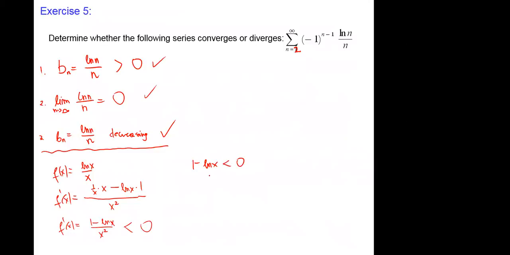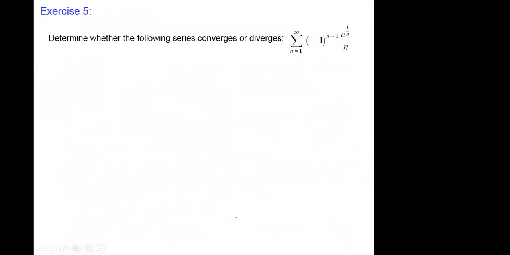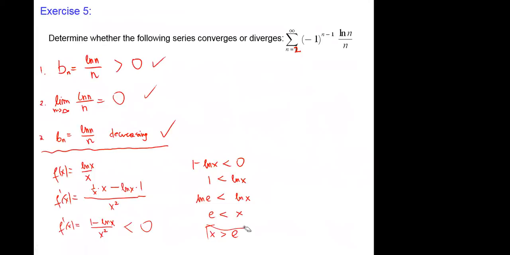This has to be less than 0. Let's say we add ln of x to both sides. 1 is simply ln of e, and I can drop natural logs, and I can actually switch. That means, too fast. For x greater than e, this expression is less than 0, which means the entire derivative is less than 0.